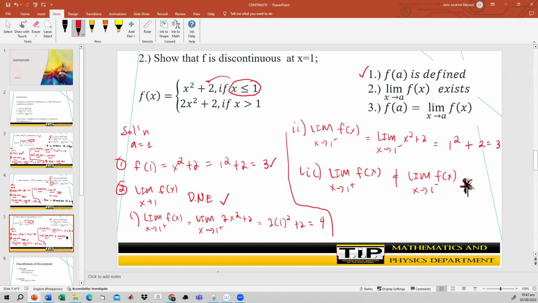So it fails to satisfy the second condition. We can conclude right away, and again, you don't need to check the third condition for continuity, because you can conclude right away that f is discontinuous at x equals 1.